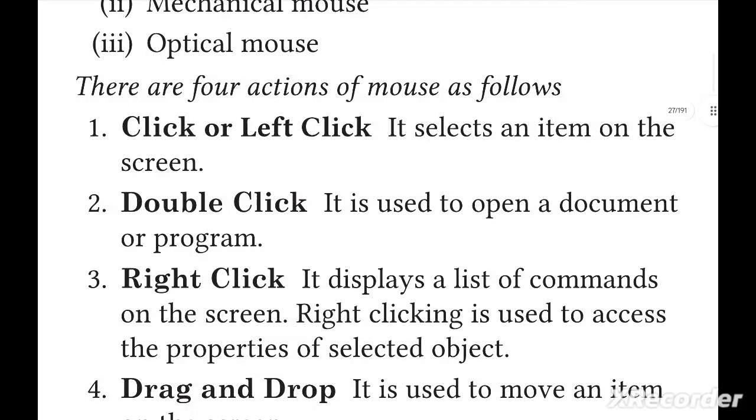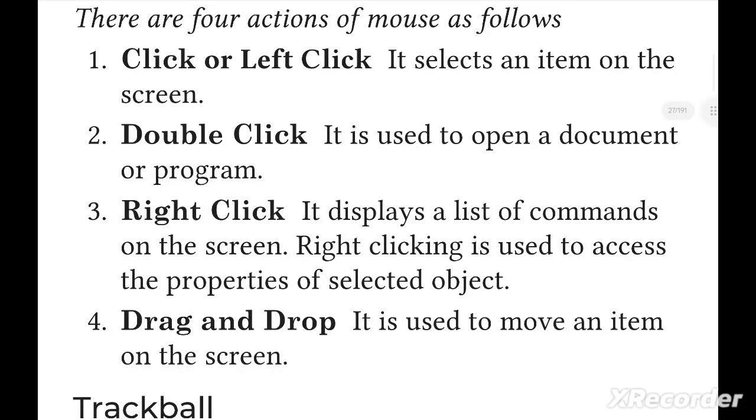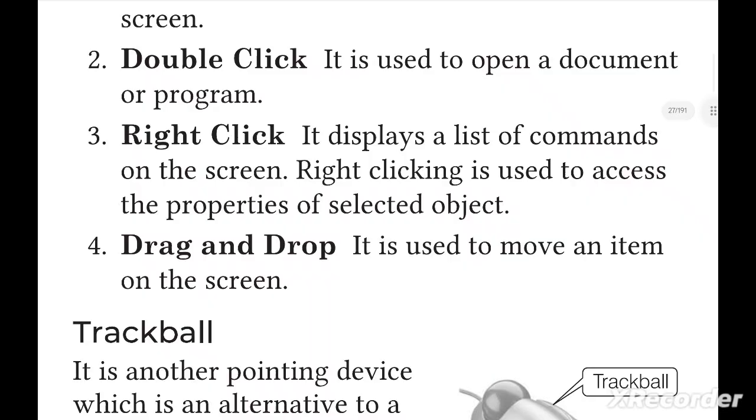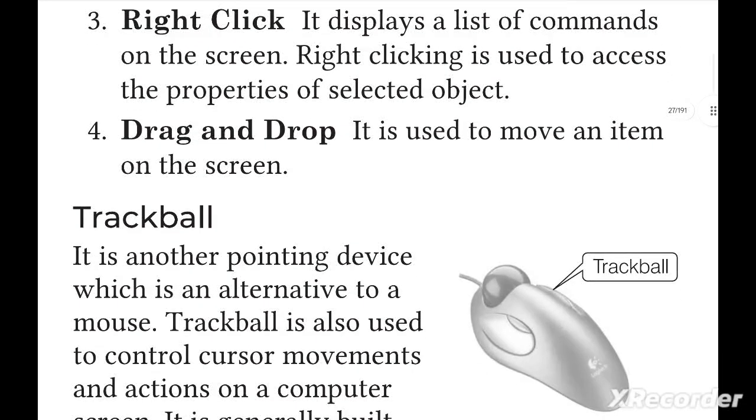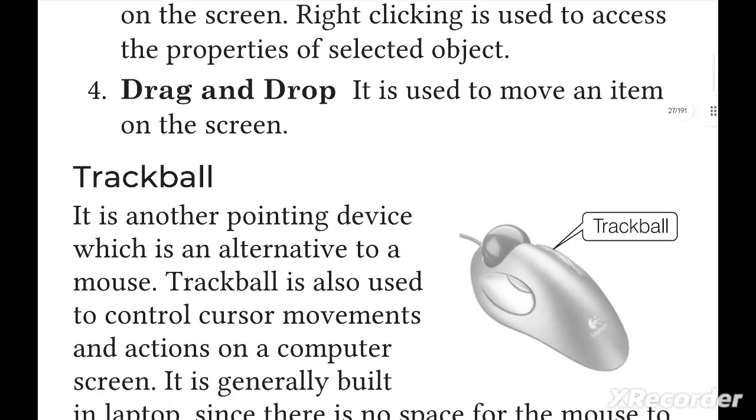There are four actions of mouse as follows. First, click or left click. It selects an item on the screen. Second, double click. It is used to open a document or program. Third, right click. It displays a list of commands on the screen. Right clicking is used to access the properties of selected objects. Fourth, drag and drop. It is used to move an item on the screen.